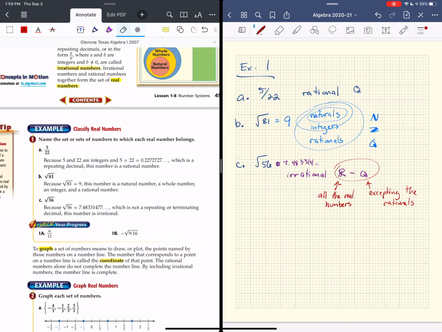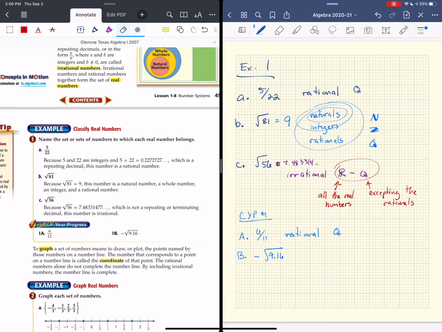Check Your Progress 1A. Let's take a quick look at that one. Check Your Progress 1A. We've got 6/11, which you should be able to tell, oh, that's division, so this is rational, right? So we're going to give that the special Q. And then Check Your Progress 1B, the negative square root of 9.16.